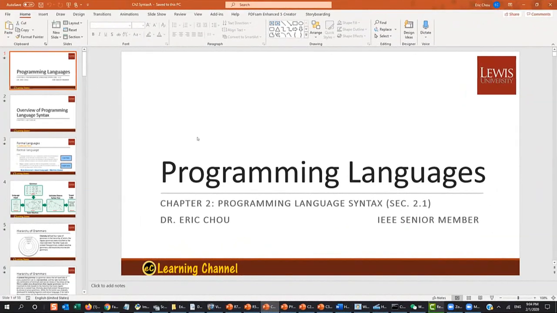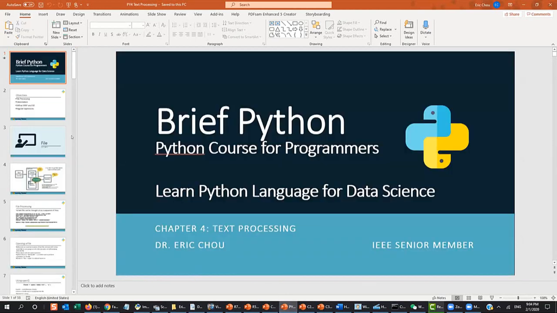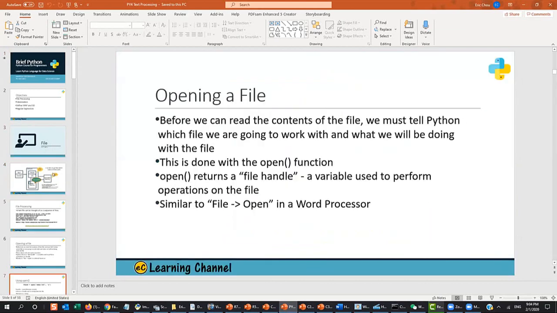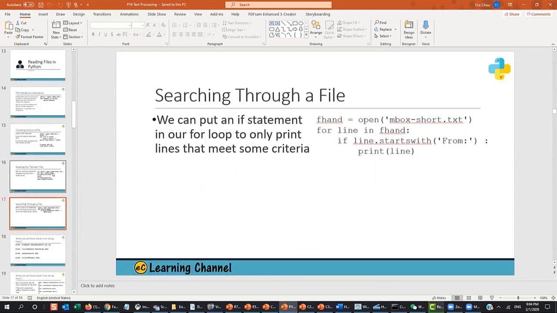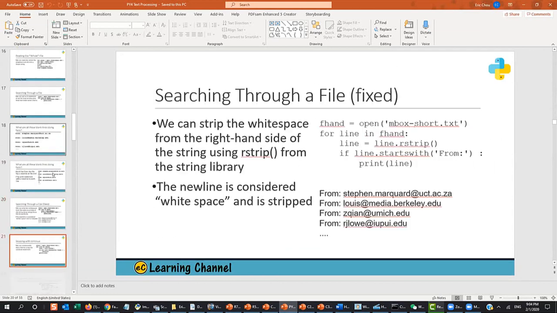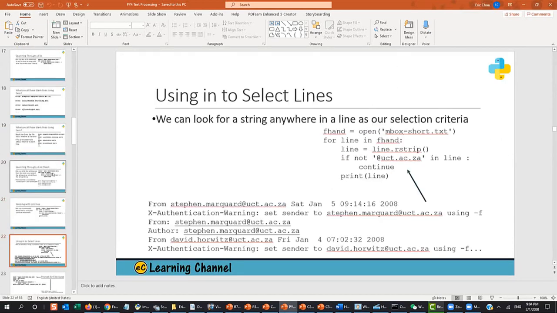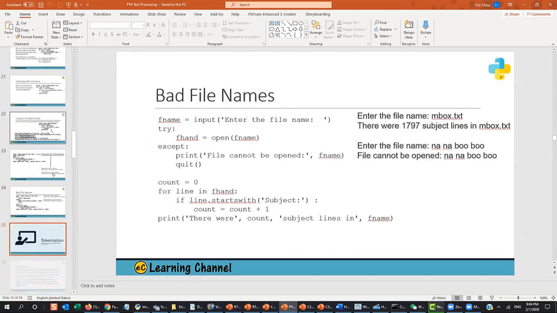Okay, first, let's look at what we talked about last week. Actually, last week we were on text processing. So I went through different ways of reading files in Python. And I think that last year we also covered this after the competition, right? So that's not a problem.